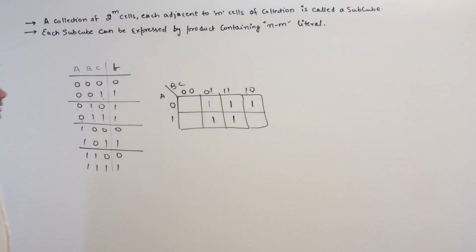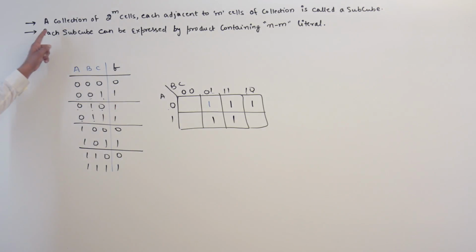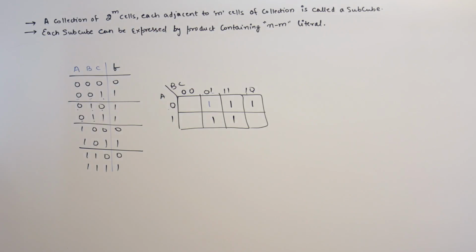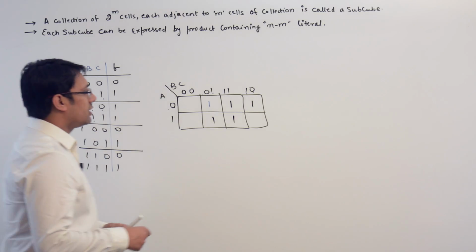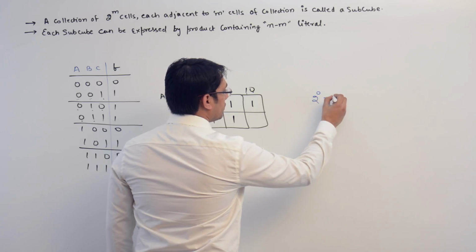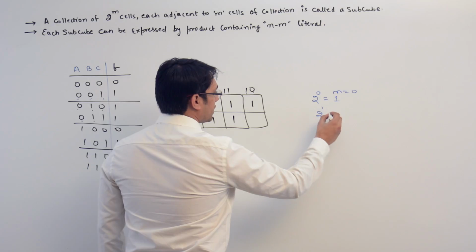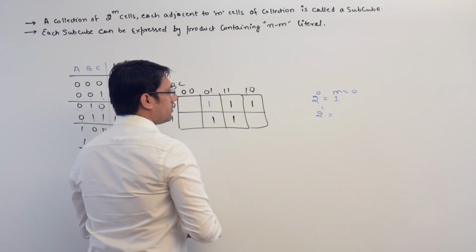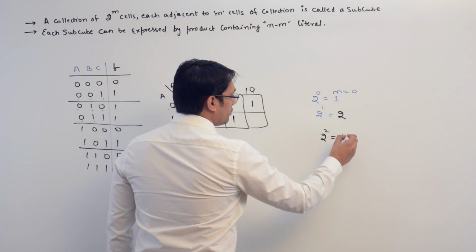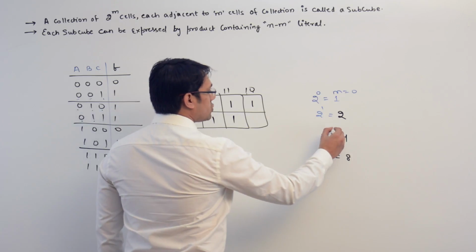Now in this particular K-map, how many subcubes can there be? See, what is a subcube? We say a collection of 2 raised to power m cells, each adjacent to m cells of the collection, is called a subcube. What I mean is, we can have a subcube of size 2 raised to power 0, where m is equal to 0, of size 1. We can have a subcube of size 2 if m is equal to 1. We can have a subcube of size 4. We can have a subcube of size 8 and so on, where this power is m.